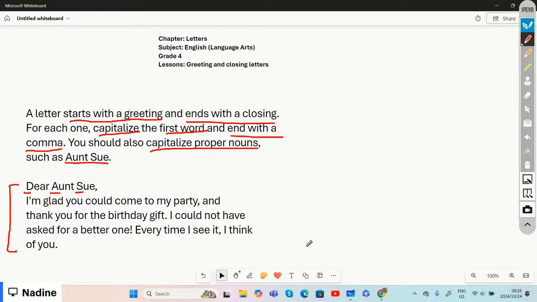So we still need to think of a closing. We need to think of a goodbye type of message after we have written this, to end. But how are we going to end off the message? If we already greeted by saying Dear Aunt Sue, and wrote down the letter, then how are we going to end off our letter?